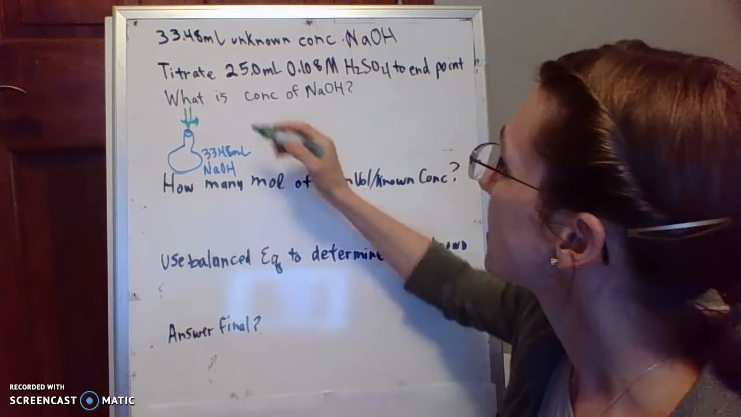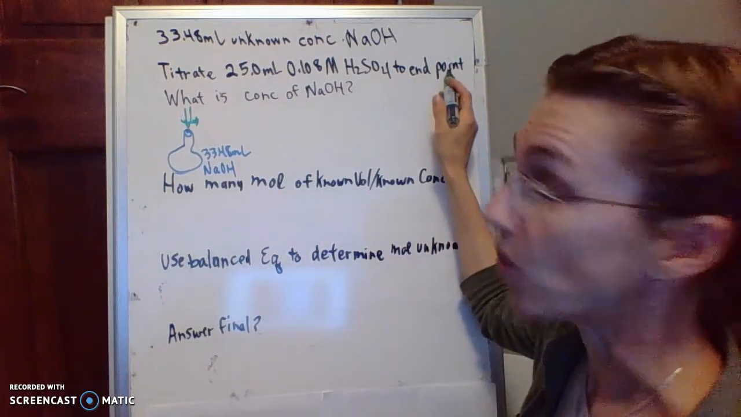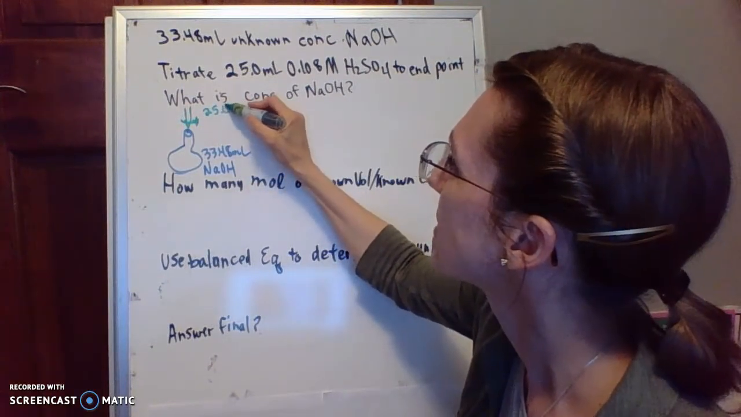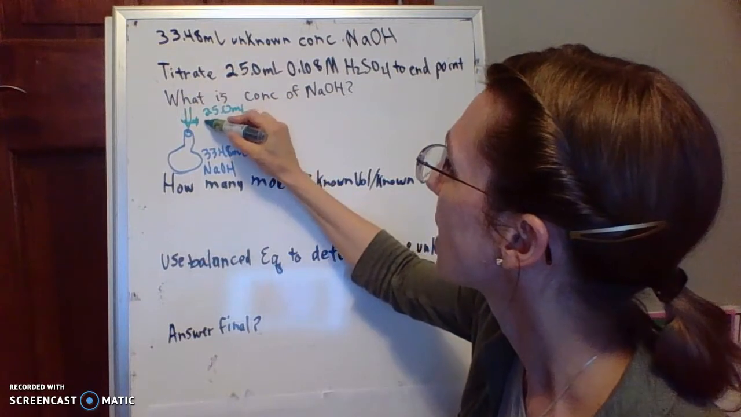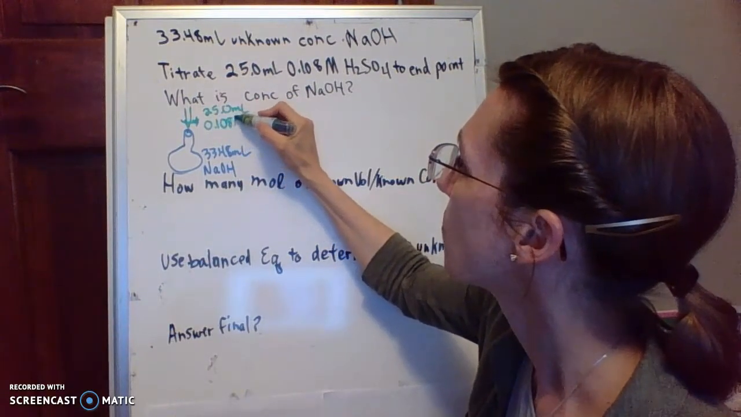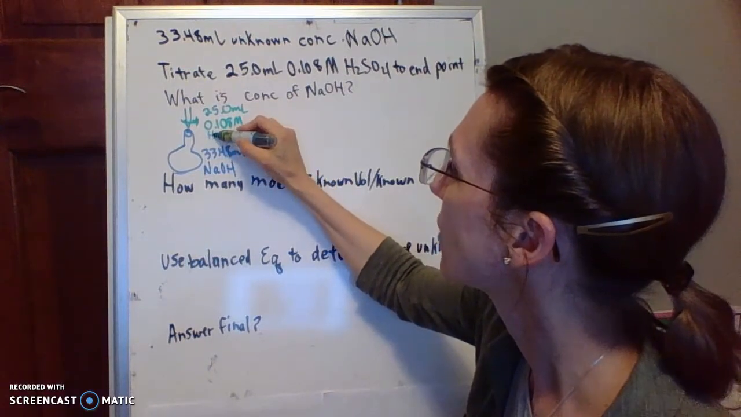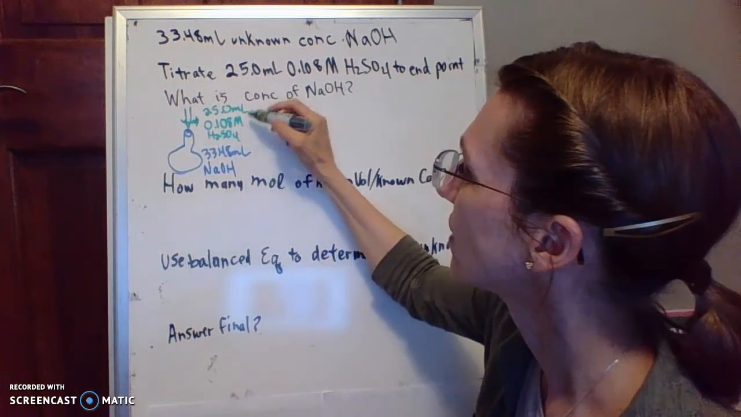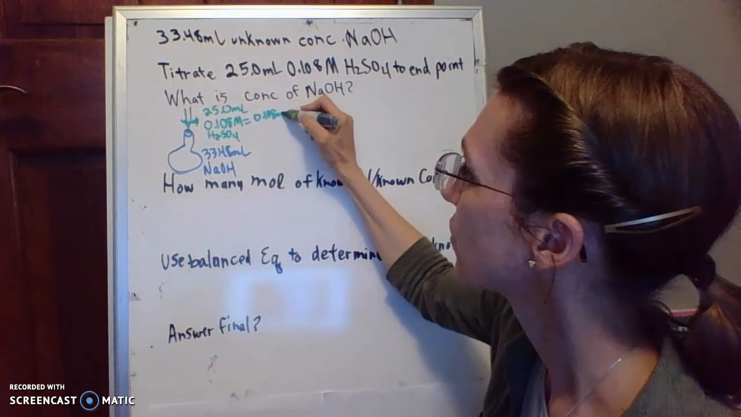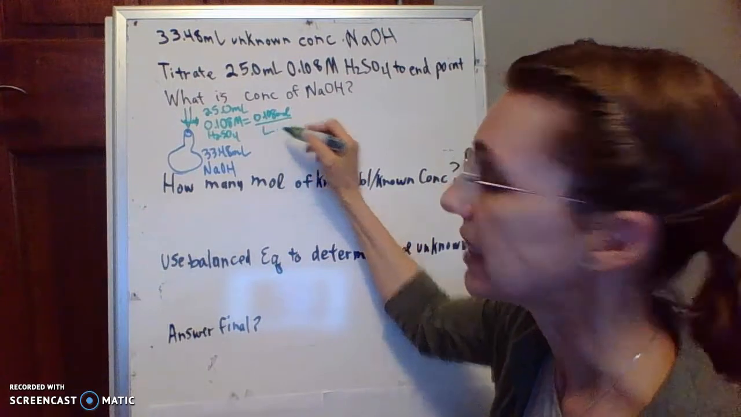Now it titrates and it changes color or reaches the end point, it means the same thing, at 25.0 milliliters, and the concentration is 0.108 molar, and it's H2SO4. Now, of course, the concentrations, I'm going to write it out into something I can use, moles per liter.